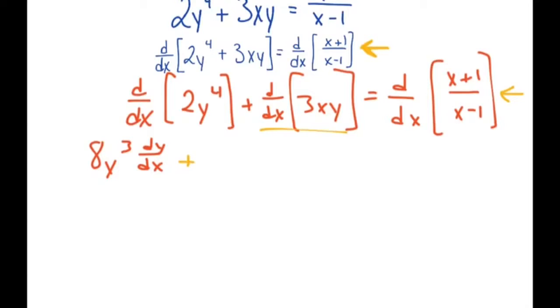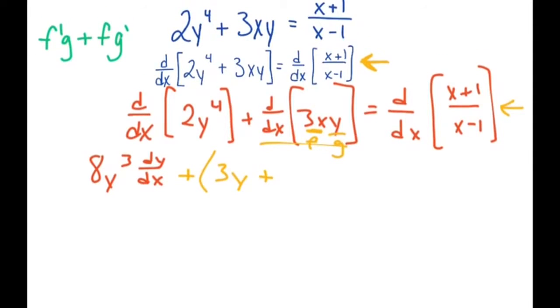You find the derivative of the second term, and to do this you have to use product rule. So to do product rule, you would do f prime g plus f g prime. So we're going to do that. This is f, this is g, so you would do f prime g, so you would get 3y, plus f g prime, plus 3x dy over dx. Like I said, whenever you find the derivative of y, you have to multiply times dy over dx.